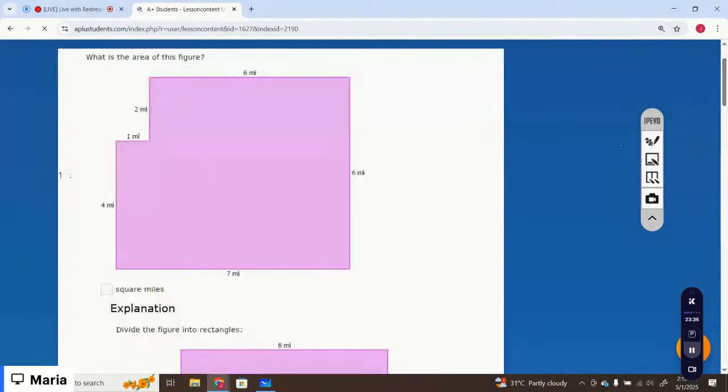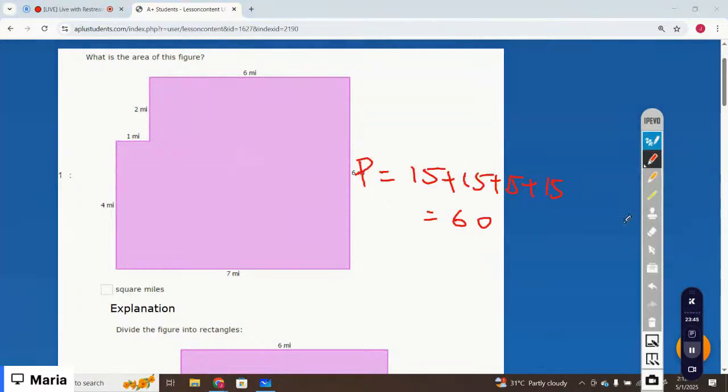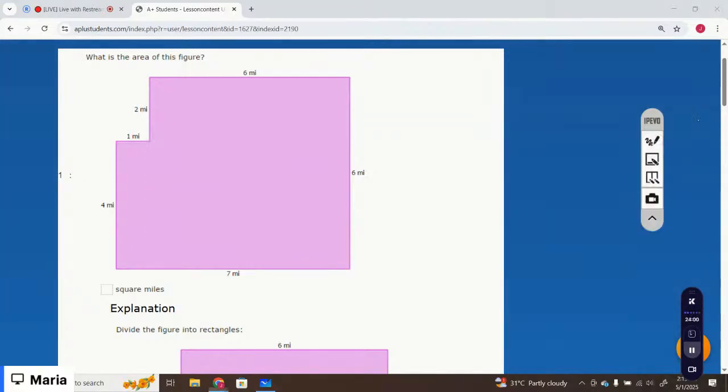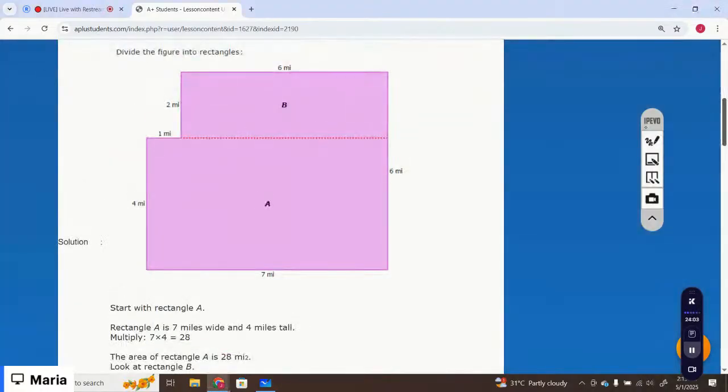What is the area of the figure? So this figure is a complex figure because it is made up of smaller figures. You can divide this figure into smaller figures, calculate the area of the smaller figures, then add them to calculate the area of the complete figure. So you can divide like this or you can divide like this. You just have to calculate the area.